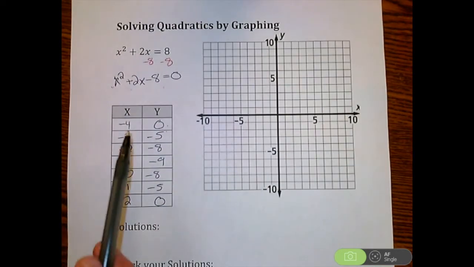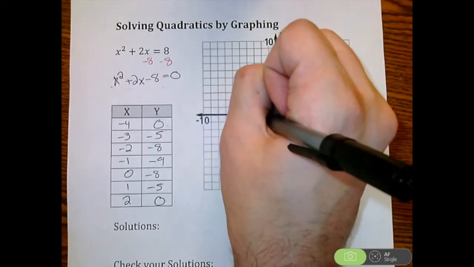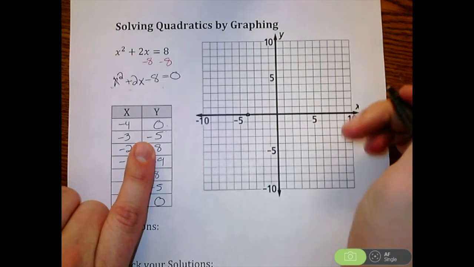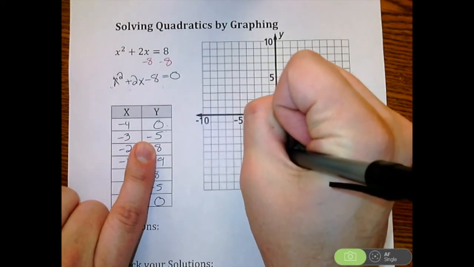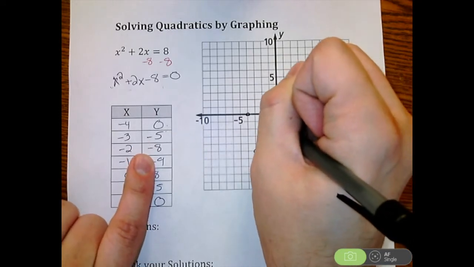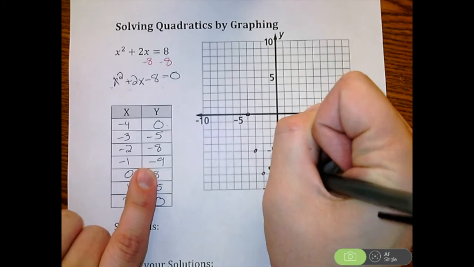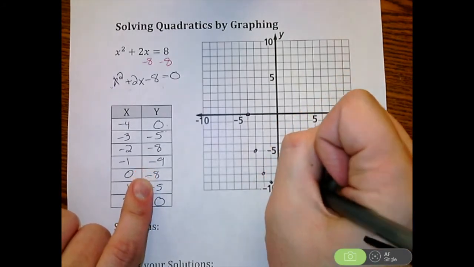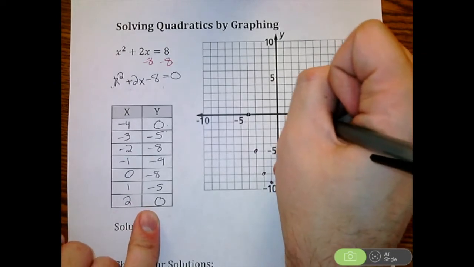And every single line here is a different coordinate on my graph. So -4, 0 is right here. -3, -5: left 3, down 5. -2, -8 right there. -1, -9, 0, -8, 1, -5, 2, 0.